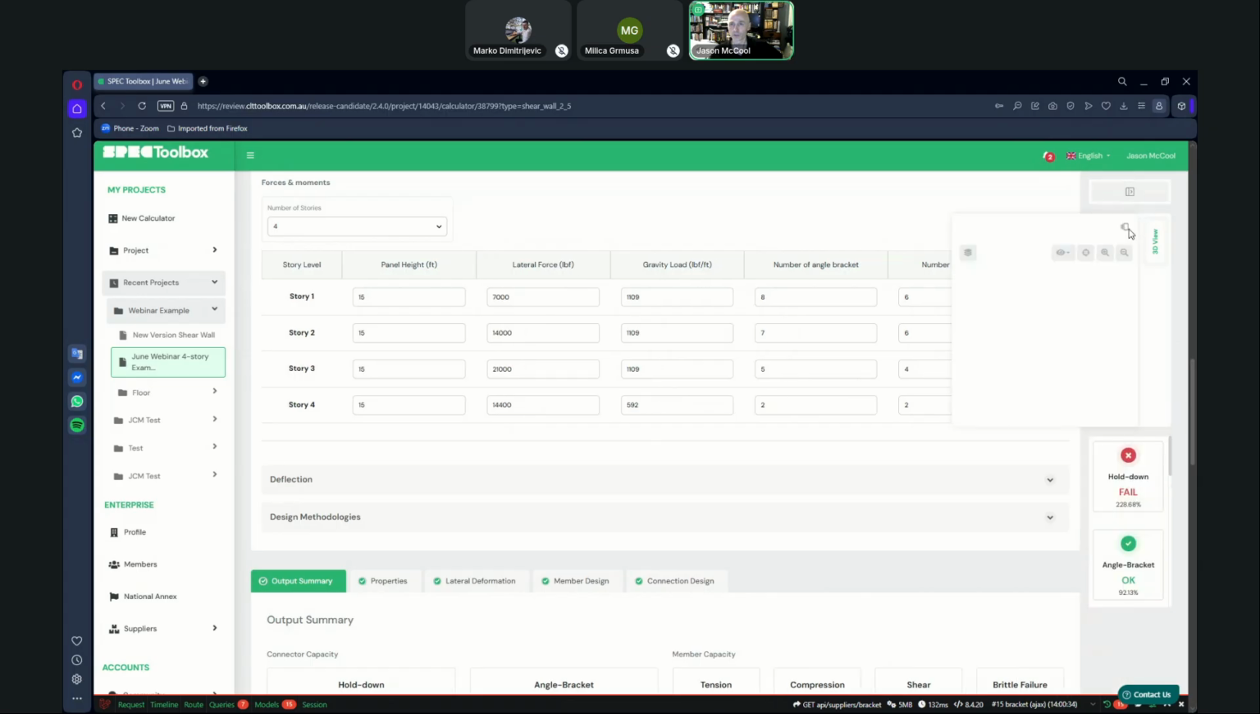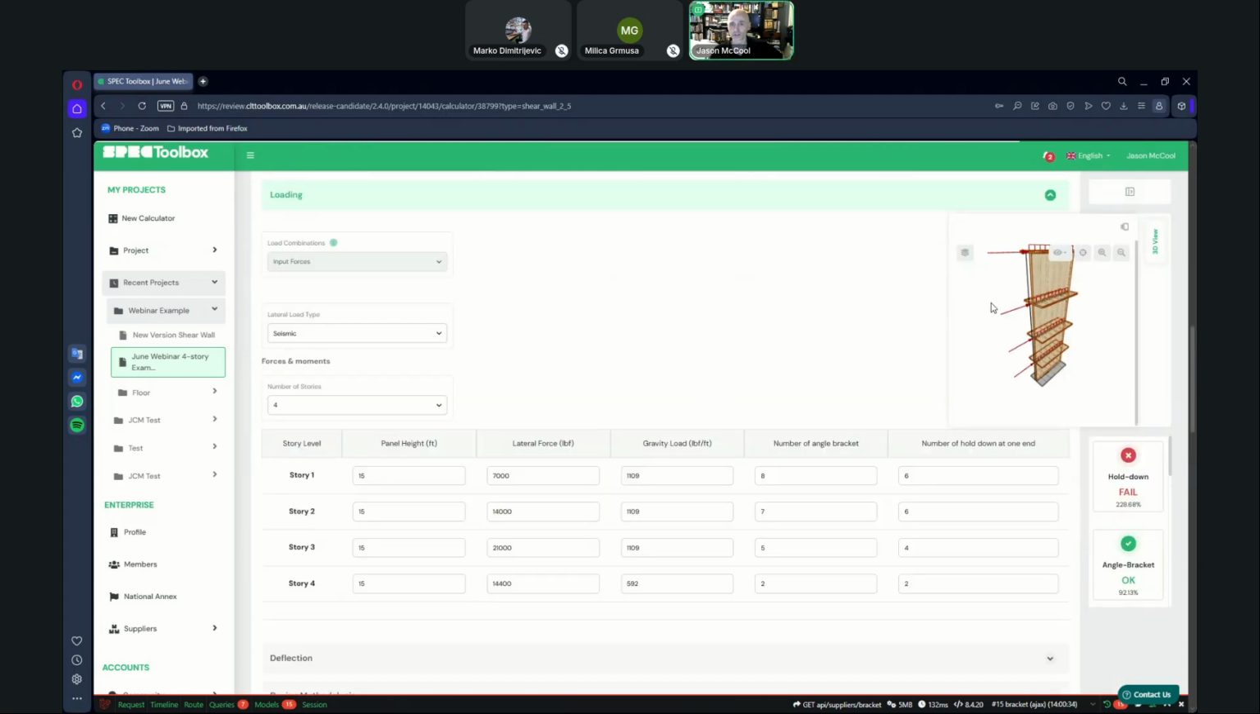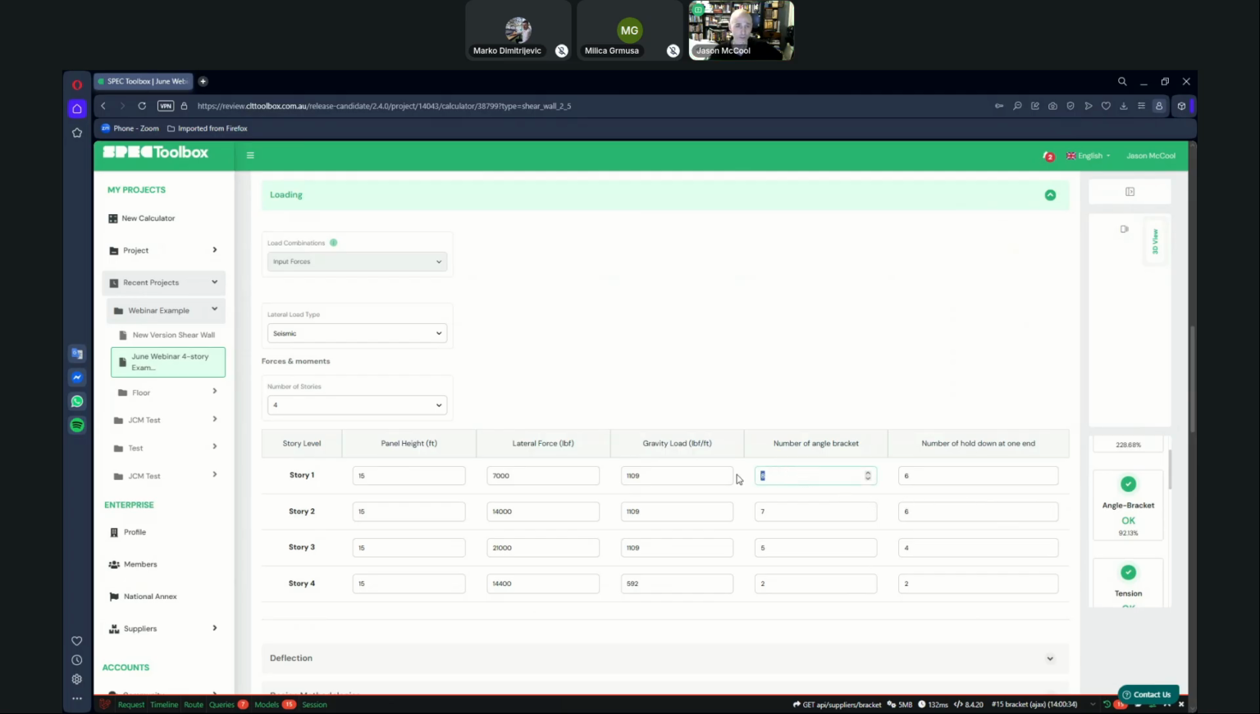And you can see over here, I can make changes in here and see how it affects from a 3D view there, and also how it affects the utilization. So I'll leave this open here, and you can see my angle brackets are at 92%. One thing I love here is this kind of instant feedback. So let's say I want to just see, can I go down to 7 on the first level? And nope, just over. So that tells me what I need to know there.